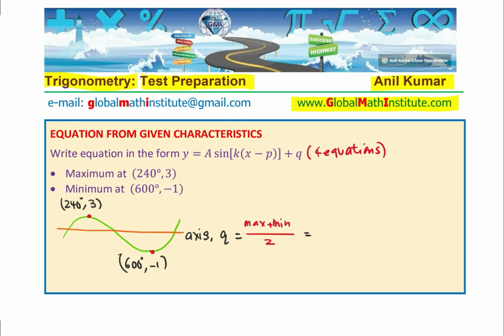Substituting the two given values, which are 3 and minus 1, dividing by 2, we get what? 3 minus 1 is 2. 2 divided by 2 being 1. So we got the value of q, which is equal to 1. So we got one parameter straight.